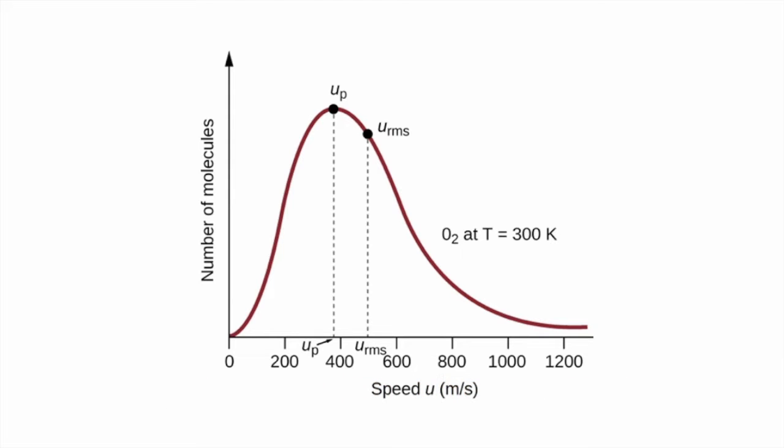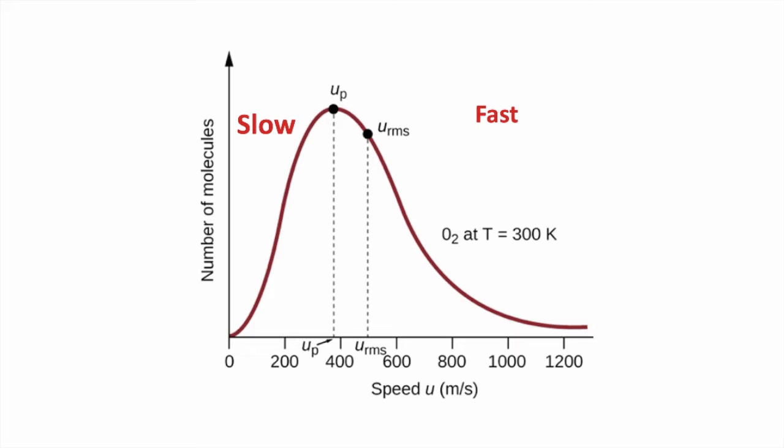Let's take a look at this curve. This example is for oxygen gas at 300 Kelvin. The number of molecules is on the y-axis and the speed is on the x-axis. You can see that the molecules to the right of the peak are moving very, very fast, and the molecules to the left of the peak are moving much more slowly, and in theory you might have a few molecules that are not moving at all.